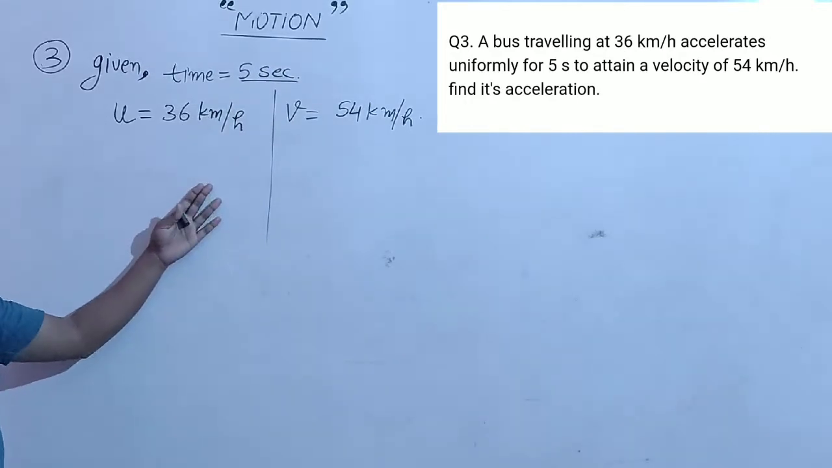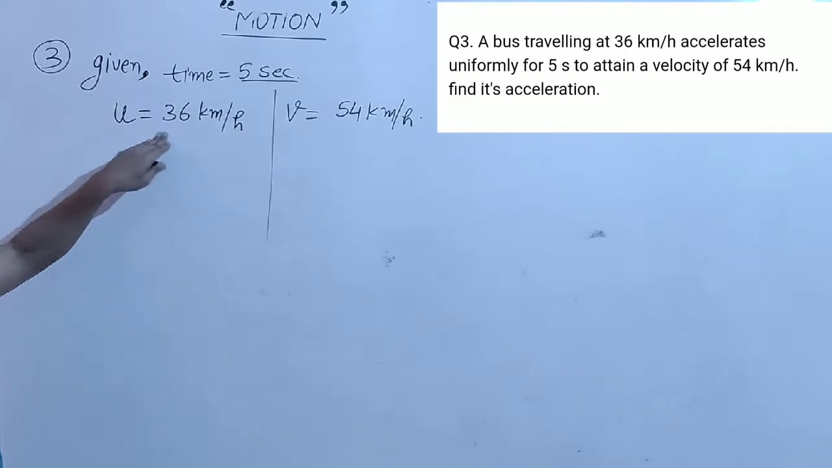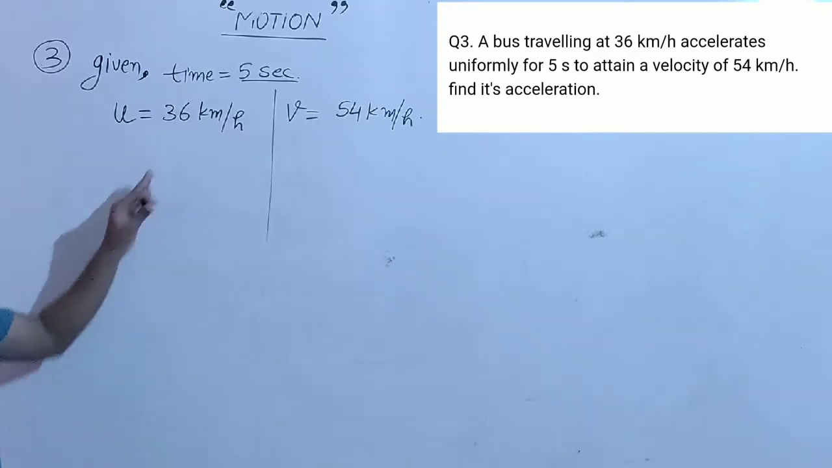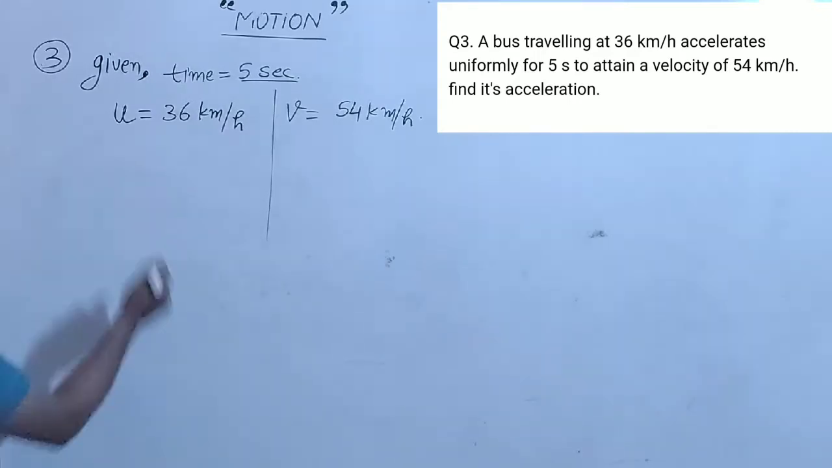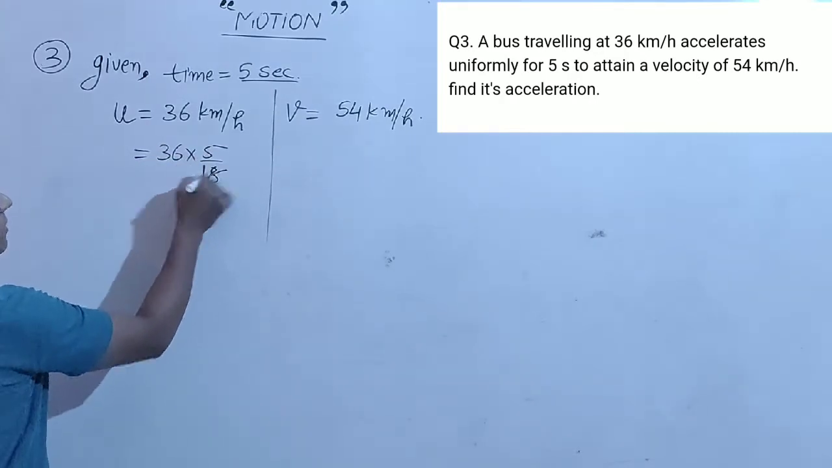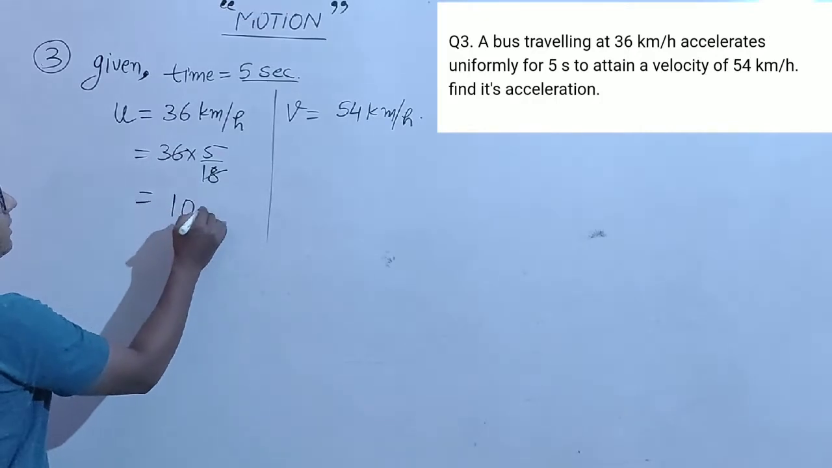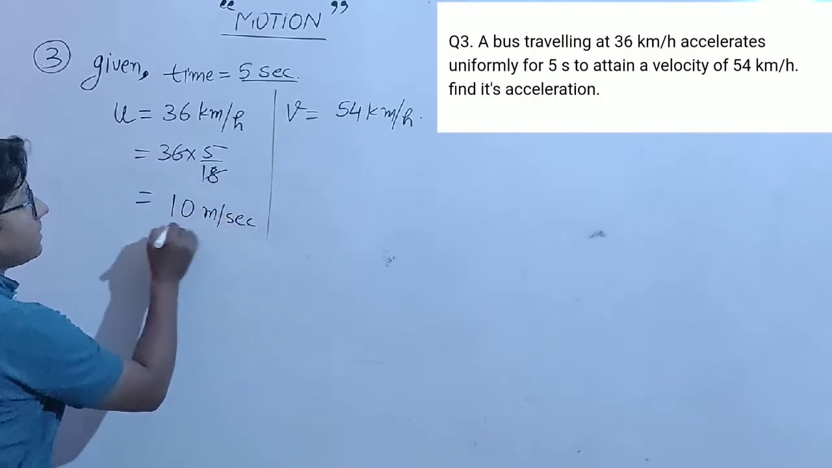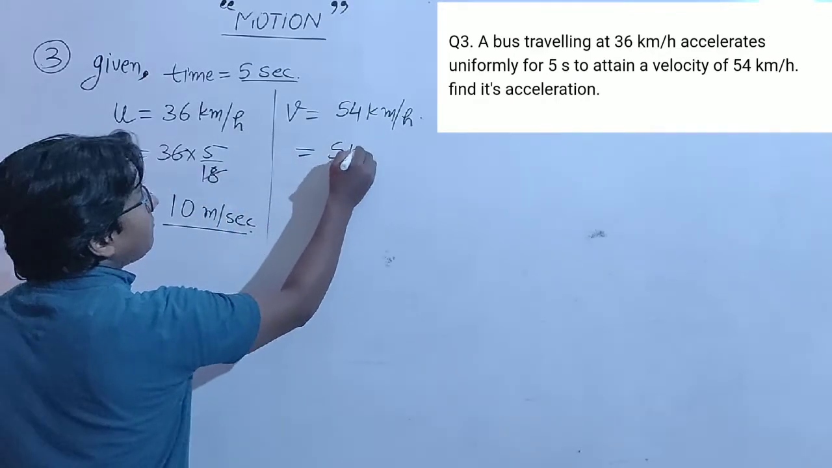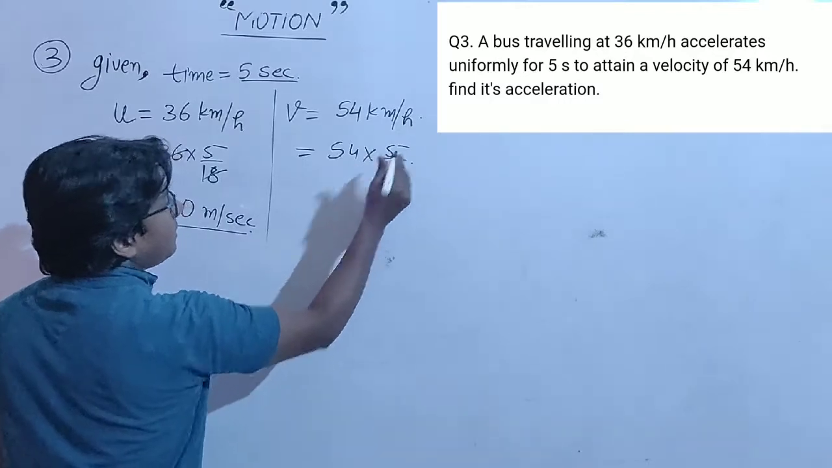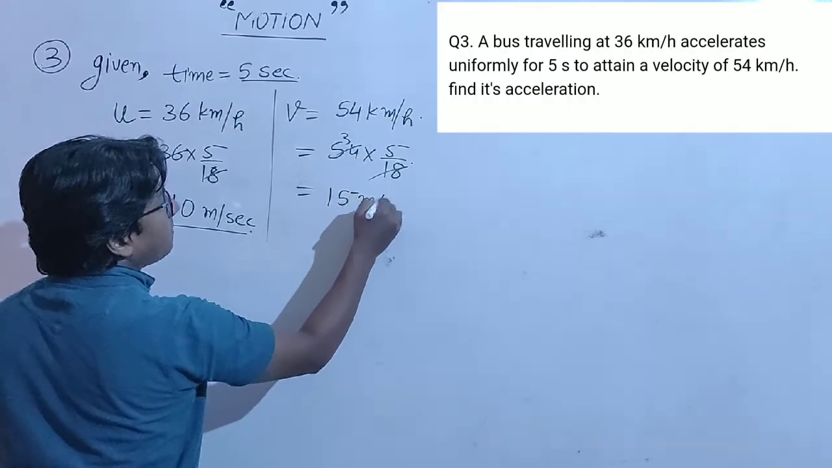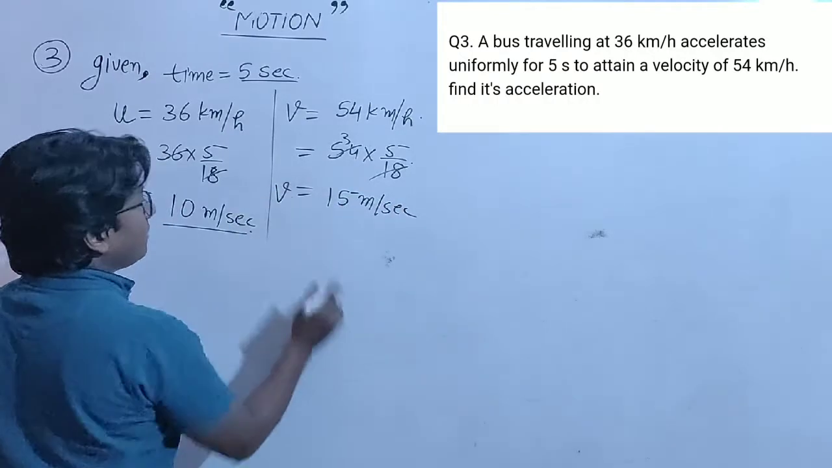So before applying the formula of acceleration, we will see that initial velocity and final velocity both are given in kilometer per hour. So changing it into meter per second, we have to multiply it by 5 by 18. So 36 into 5 by 18, 2 times, that will be 10 meter per second. The initial velocity will be 10 meter per second. For this, we again multiply 54 into 5 by 18. We will find this is 3 times, it will be 15 meter per second. So that is final velocity.